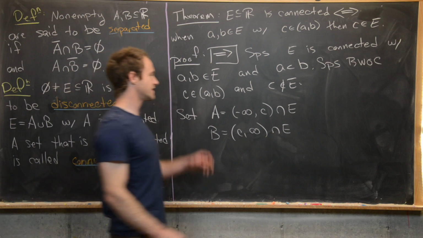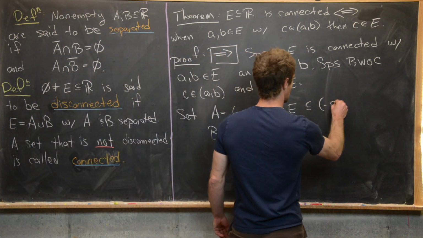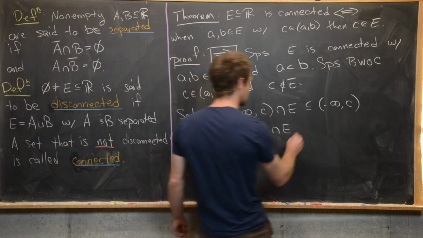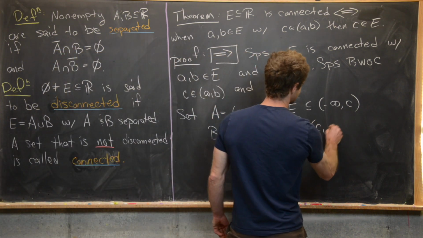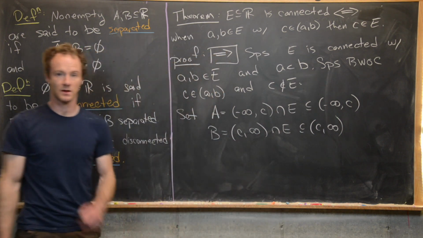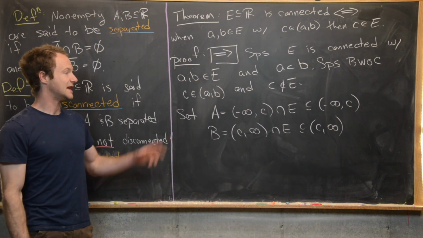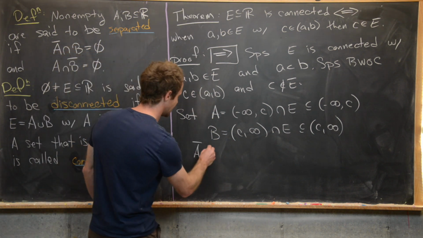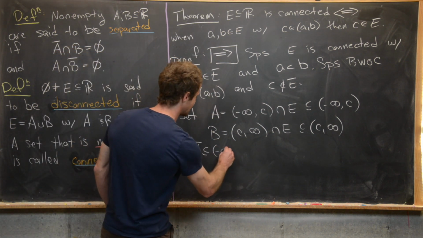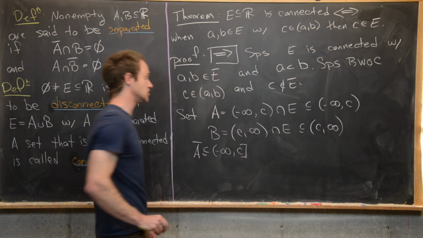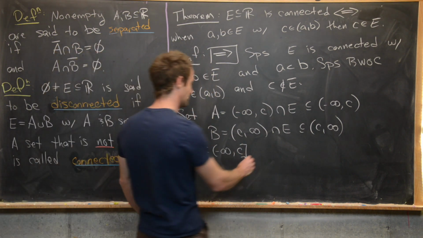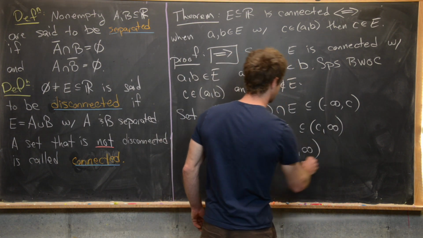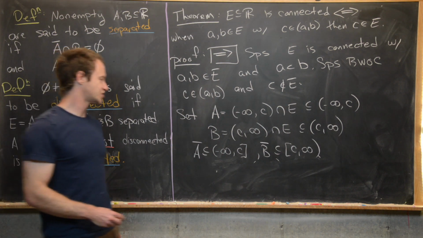Great. And now notice that A is a subset of this minus infinity to C, and then B is also a subset of this C to infinity. Great. But now what that tells us is that A bar is going to be a subset of minus infinity up to C including C, and B bar is going to be a subset of C up to infinity. But now we can check a few things.